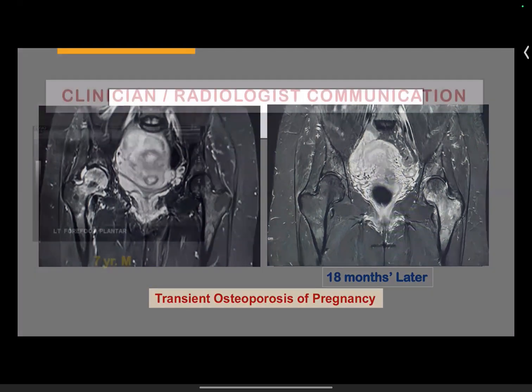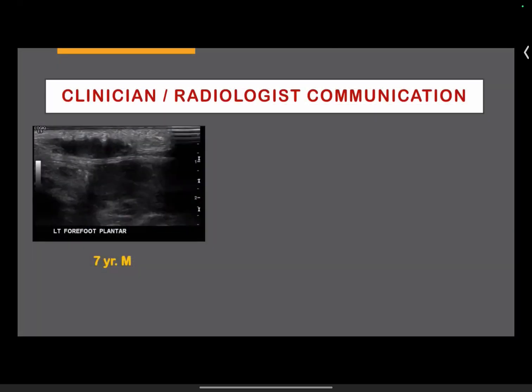Okay, another one, a 7-year-old boy who presented with some kind of pain, a bit of limp occasionally, but there was a history of some penetrating injury, and they were questioning whether there is a foreign body. So this is ultrasound. I'm sure most of you will be doing ultrasound. This is from the plantar aspect. That's the plantar fascia there, right?